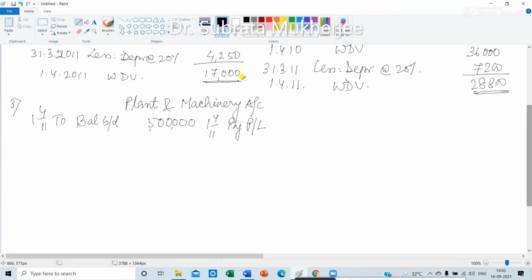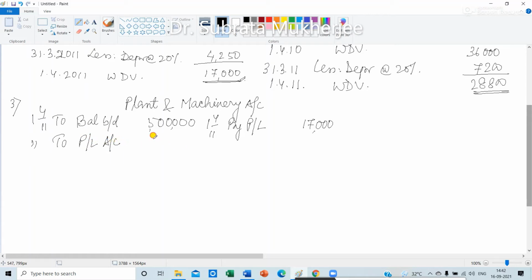So this 17,000, the cost of repair, the written down value of rupees 17,000 that I have shown you in the working, is included in this 5 lakh. So you have to remove that rupees 17,000. So PL account debit to plant and machinery account. And the 28,800, that is the cost of generator, you need to incorporate in plant and machinery account.